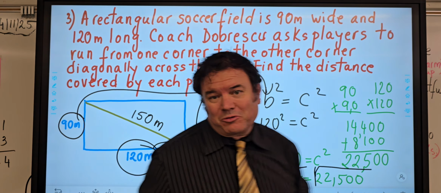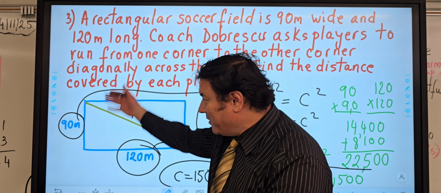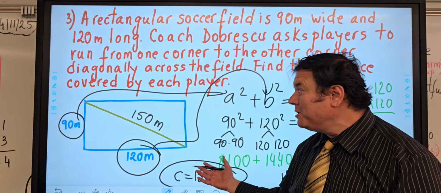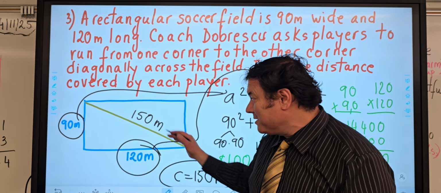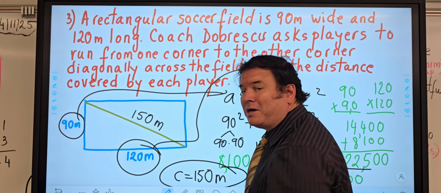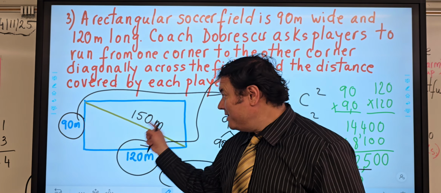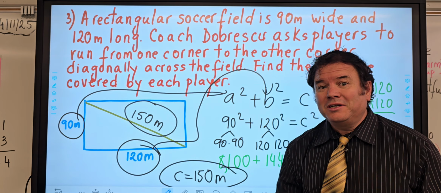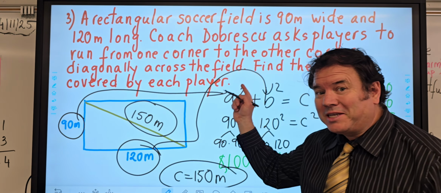And it makes sense, right? If the field is 90 meters wide and 120 meters long, it only makes sense that the diagonal is, of course, more than the length, so about 150 meters. So actually, this is the answer, 150 meters the players have to run.